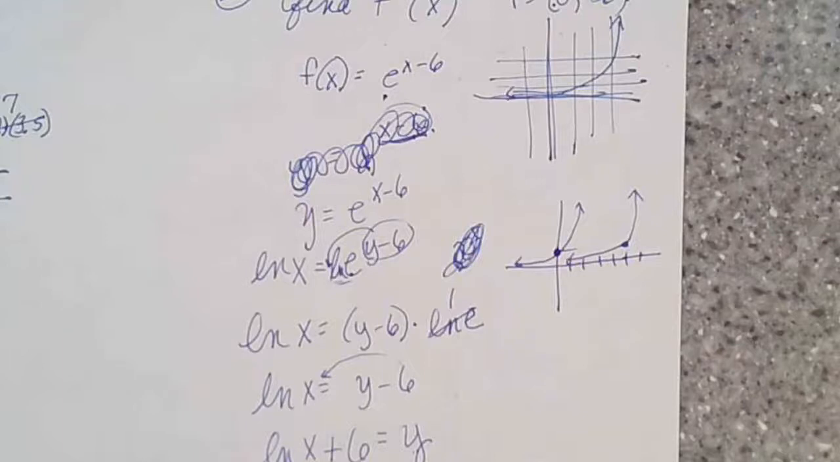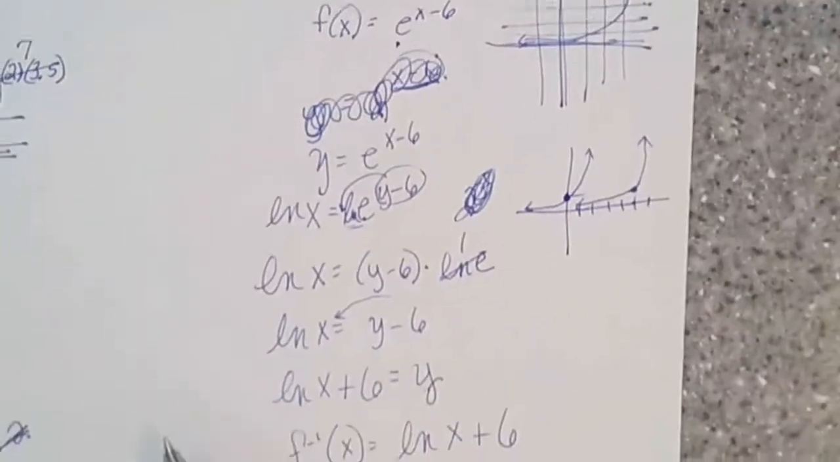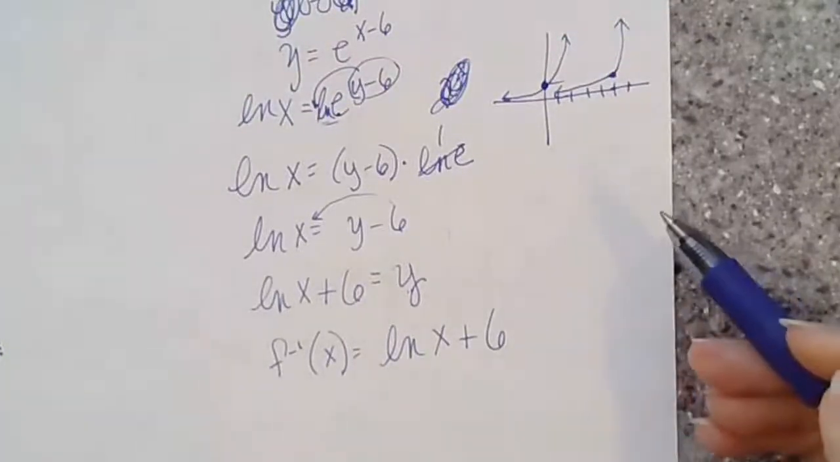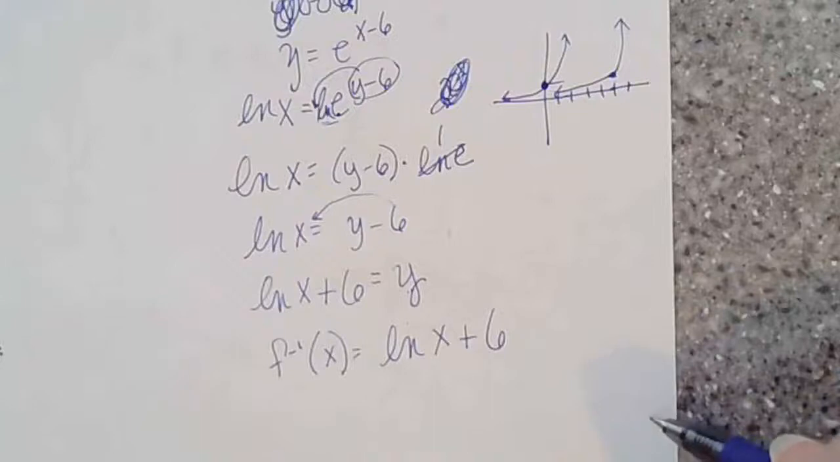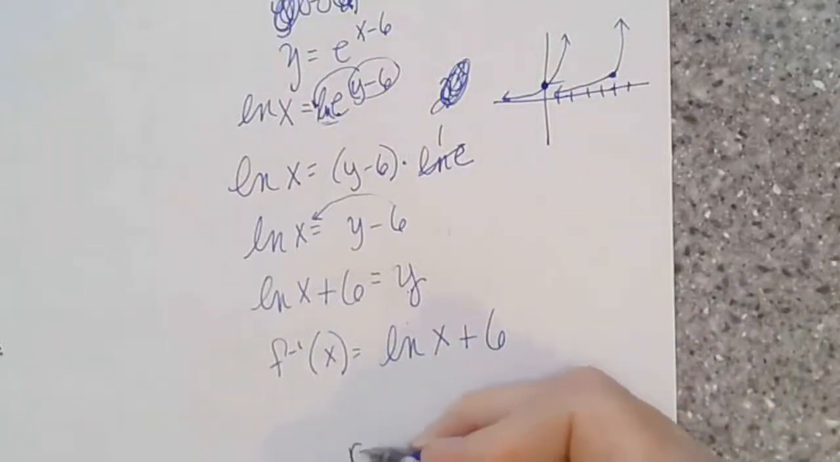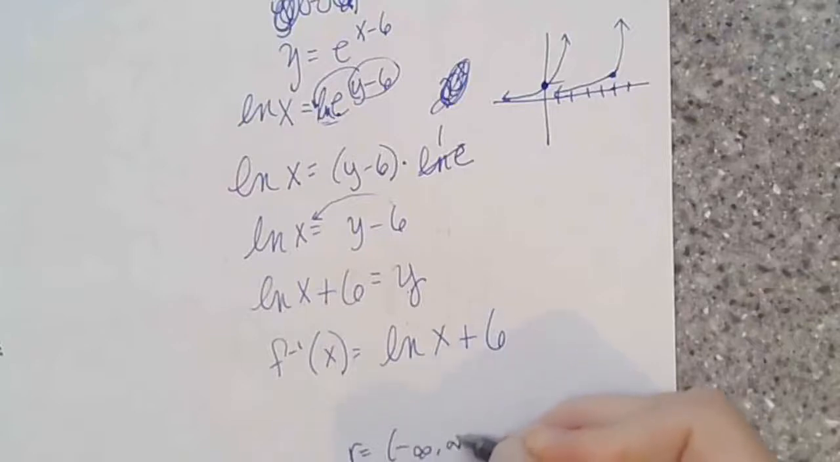Oh, let me scoot that up for you, sorry. But we have that calculation already found earlier that said the domain of the earlier one was negative infinity to positive infinity, so that'll be the range now of this one. And the domain will be the range of the original, so those two just switch places.